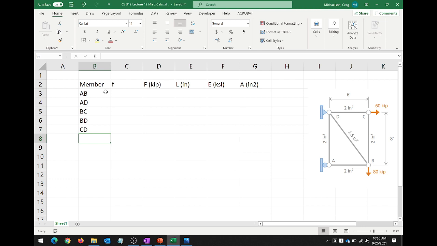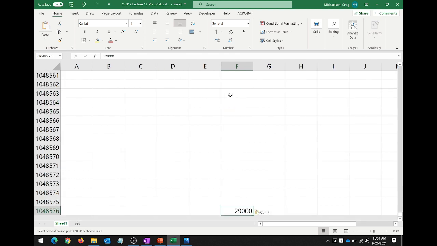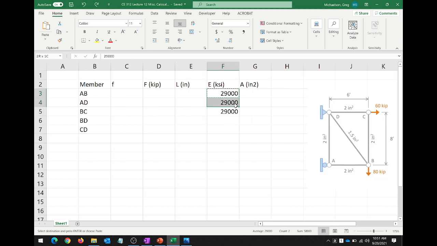Okay. Now, before we start filling these in, let's look at the other properties. What was E? 29,000. That's a lot of truss members. Okay. All right, what about the areas? 2, 2, 2, 2, and then this one's 1.5. That's BD. So 2, 2, 2, 2, but then that one's 1.5. Did I get that right? Okay.